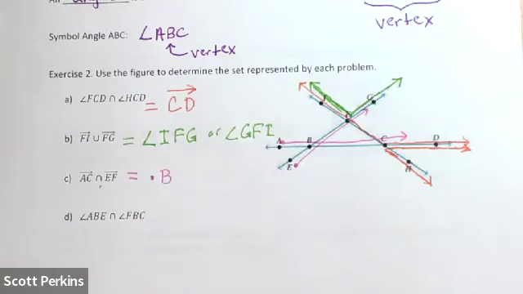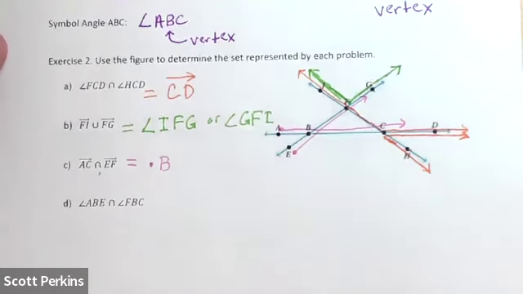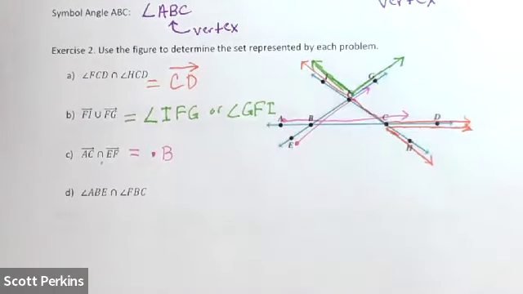So last problem. Probably should have redrawn the figure for you because it's kind of getting all gummed up here, but that's okay. We can make do with this. Last one, I've got two angles that we're intersecting this time.